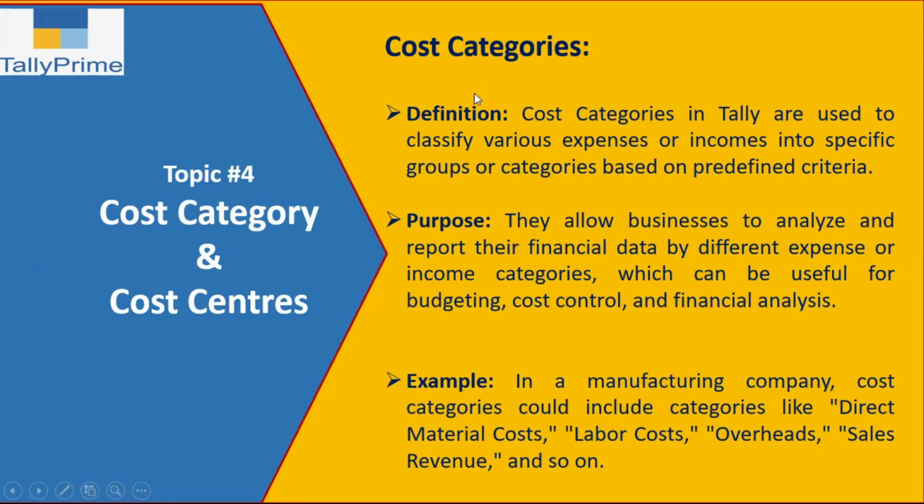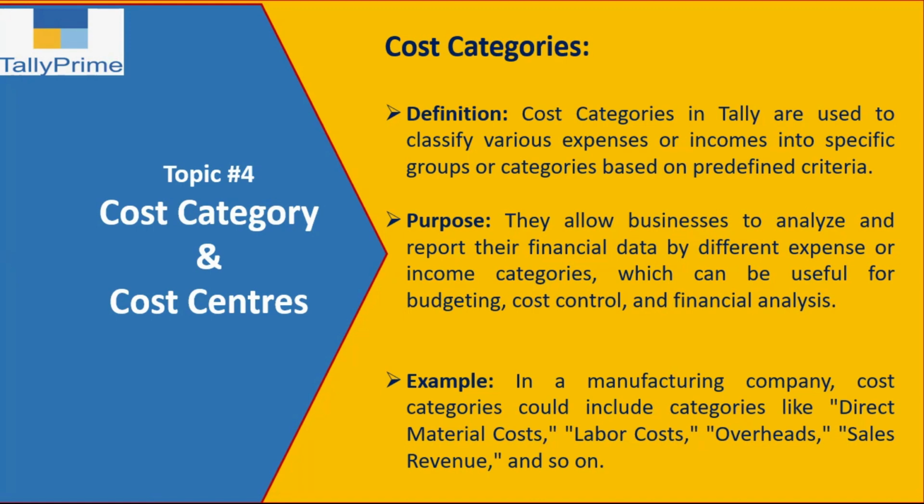So here, cost categories. What does cost category mean? The cost category is used to classify the various expenses or incomes into specific groups or categories based on predefined criteria. The cost category is the main head of the work. The cost center is the subcategory of the work. Suppose the cost category is the head of the department, for example, the purchase department, the sales department, the service department or the production department. So the cost categories are like a primary folder.